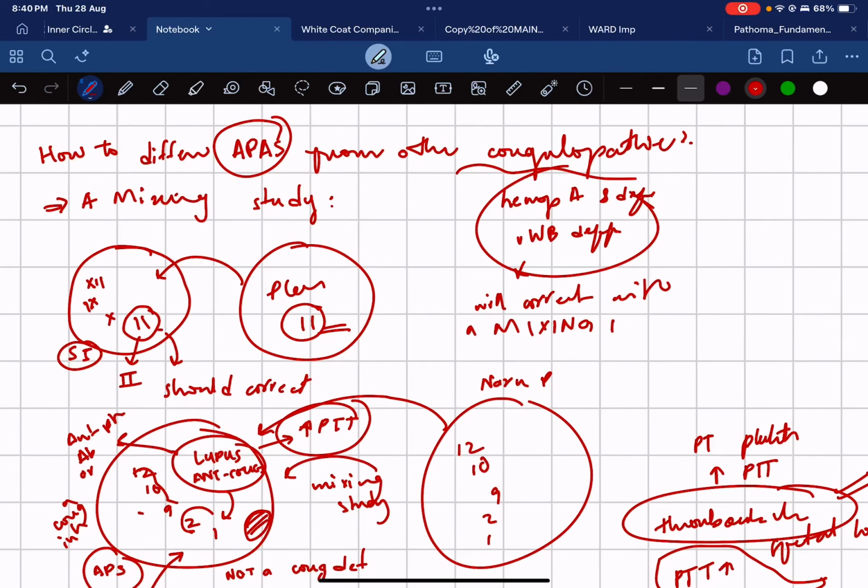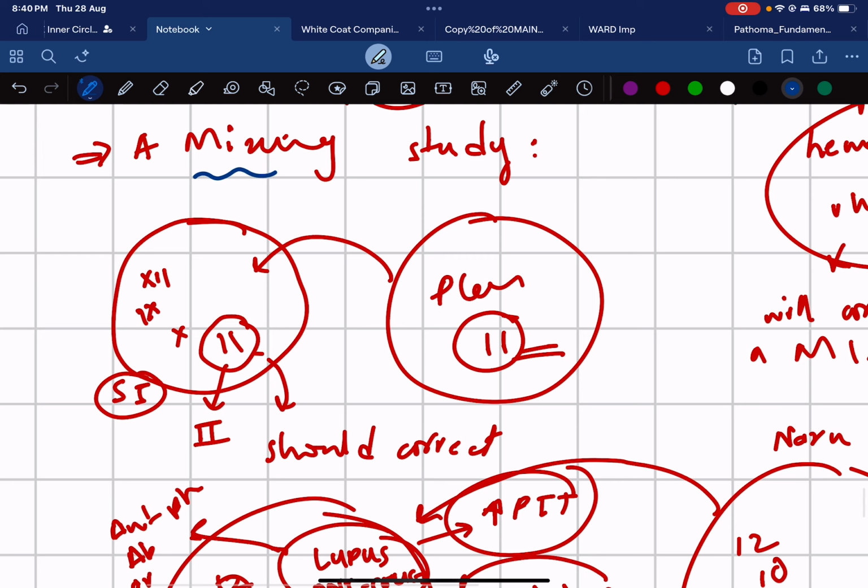So a quick factoid for Step 1, Step 2 and the boards: how to differentiate antiphospholipid antibody syndrome from other coagulopathies. What we do for this is a mixing study.